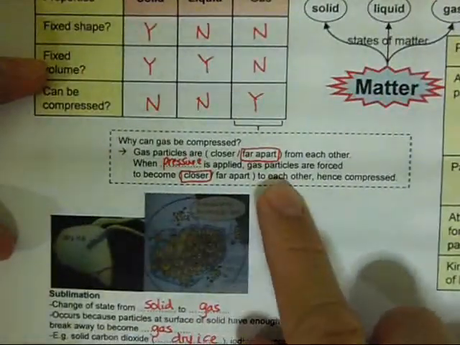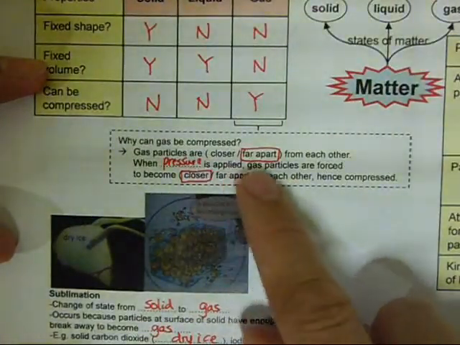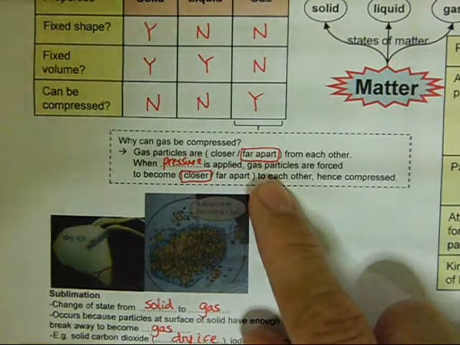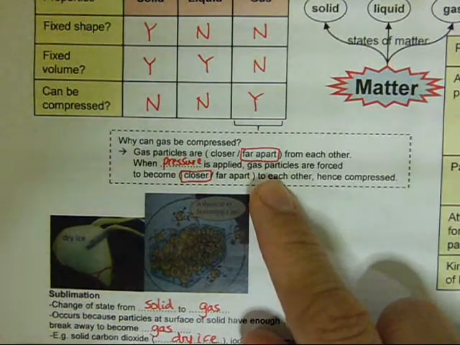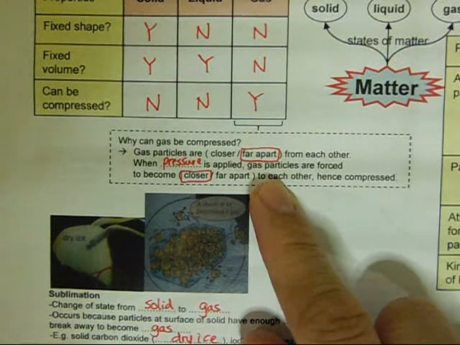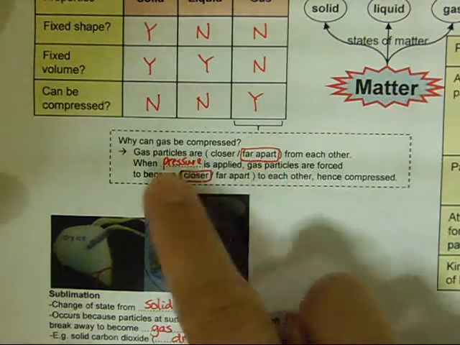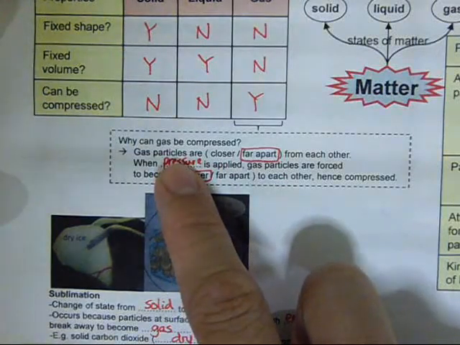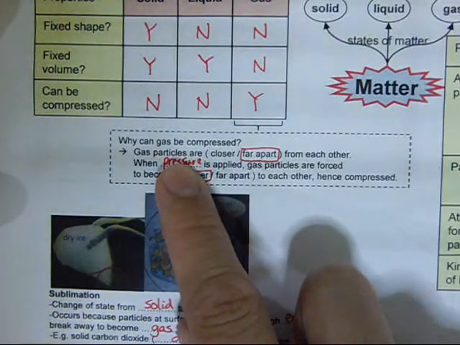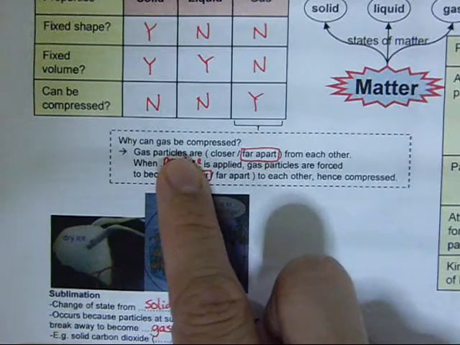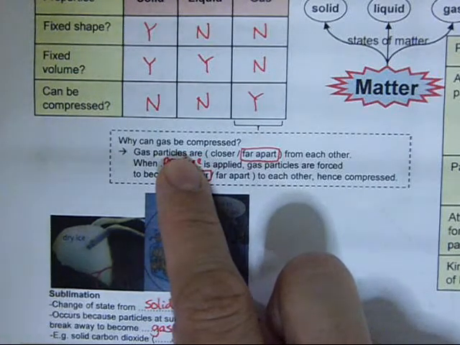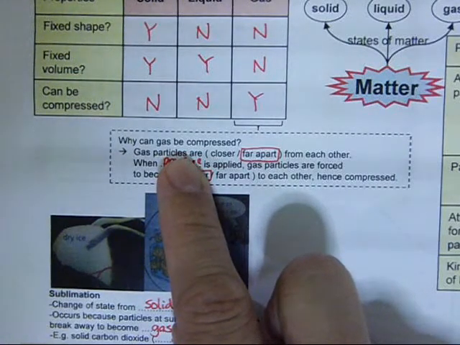This is an example of one such question. Why can gas be compressed? So you don't give a general statement as in, for example, solid cannot be compressed. So you have to explain what happened to the solid particles if it cannot be compressed. So in this case, you have to explain what happened to the gas particles inside the gas that enables it to be compressed.